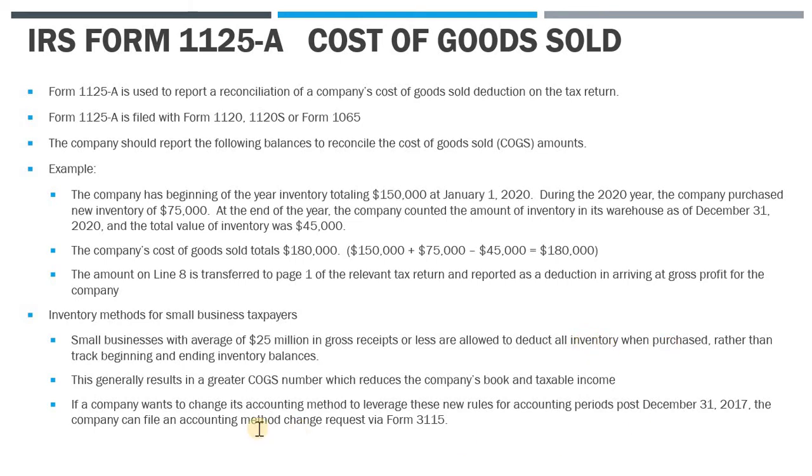Okay. The last point here, if a company wants to change its accounting method, you can do that. But in order to do so, you have to file a method change. So Form 3115 is an accounting method change request. Some of them are automatic, some of them need IRS approval, but if you do want to change your accounting method for how you track your inventory on your tax return, you're going to have to file a method change via Form 3115. So that covers it for this form.